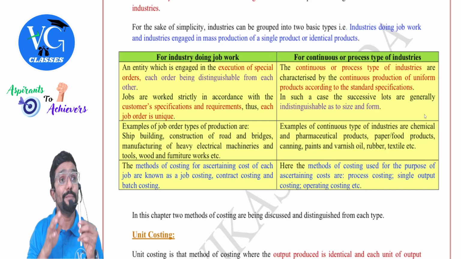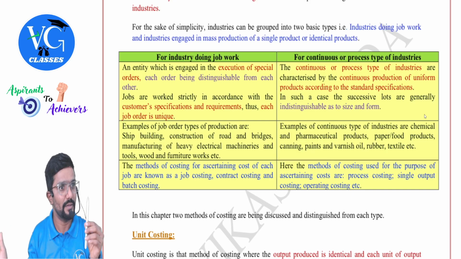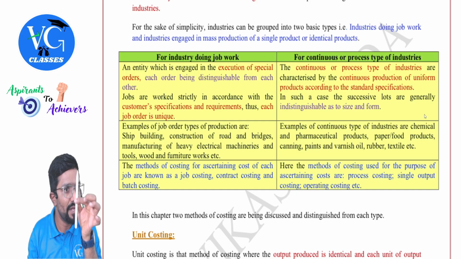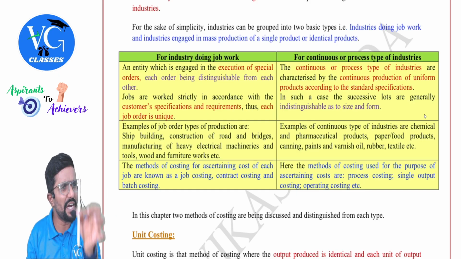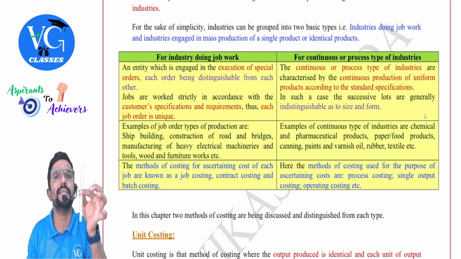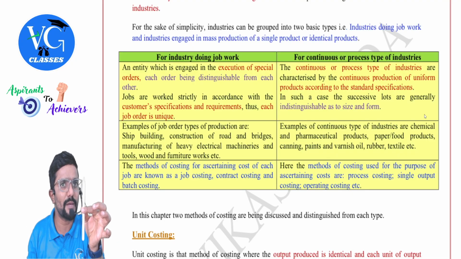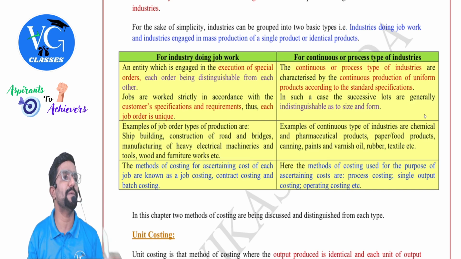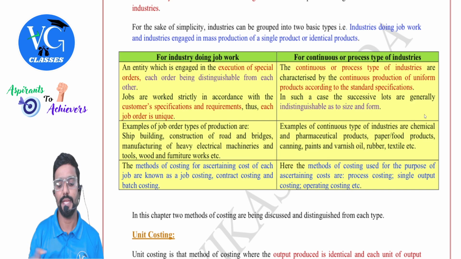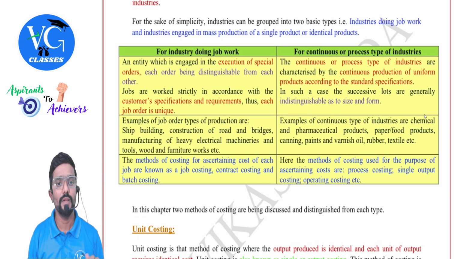See, I might be producing different types of pen. Assume this is one type of pen. Whether I am producing 1,000, 100 or 1 lakh, everything will be same to same. Will they have a separate identity? No, they will be same to same. Clear? Yes, sir. So let us see what is the difference between both.